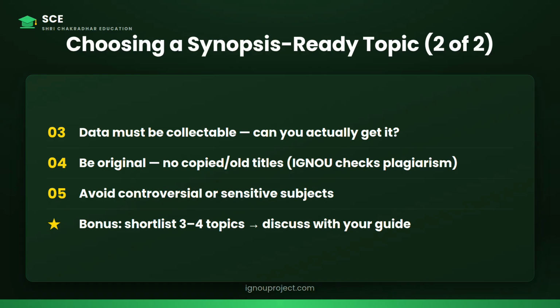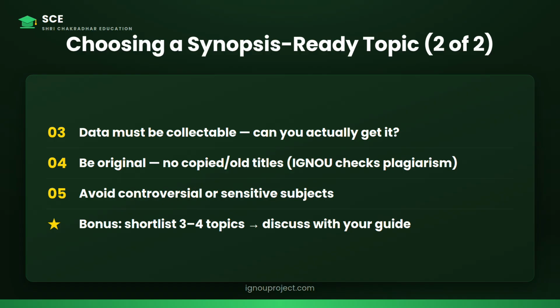Rule 5. Avoid controversial or sensitive subjects. Choose topics that are academically acceptable and professionally neutral. Stay away from politically or personally sensitive themes. A clean, business-focused topic is always the safer choice for approval.